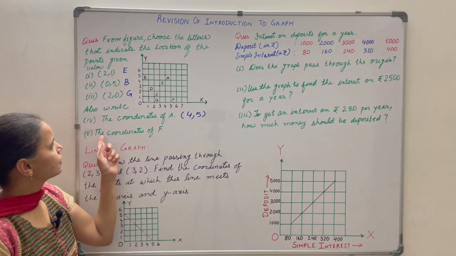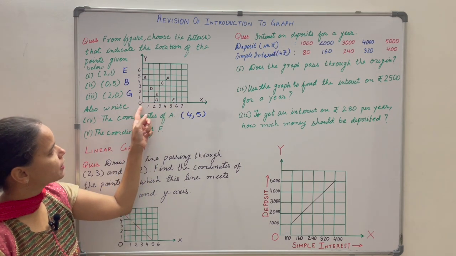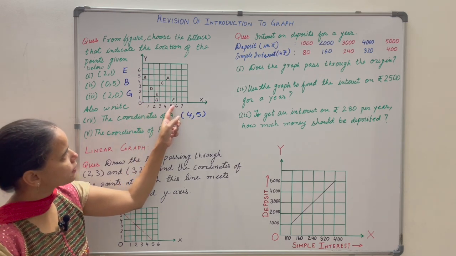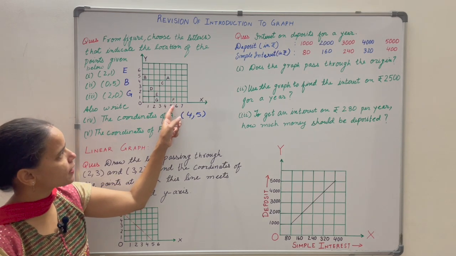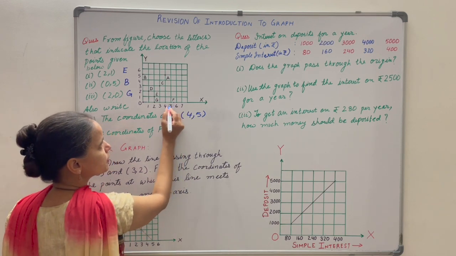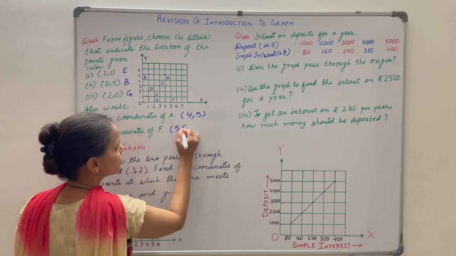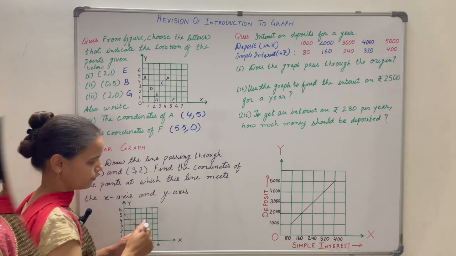Next question, the coordinates of F. F is here. So you are standing here. You have to reach F. So you have to move 5.5 units towards right. You don't have to move vertically up. So y coordinate is 0, x coordinate is 5.5. Because this lies between 5 and 6. So 5.5 is your x coordinate and y coordinate is 0.